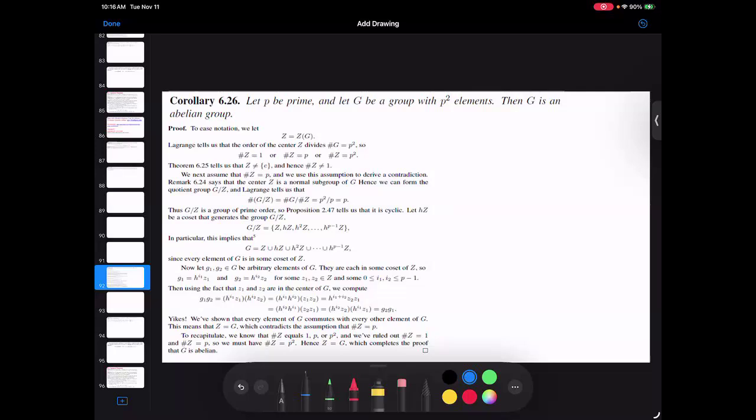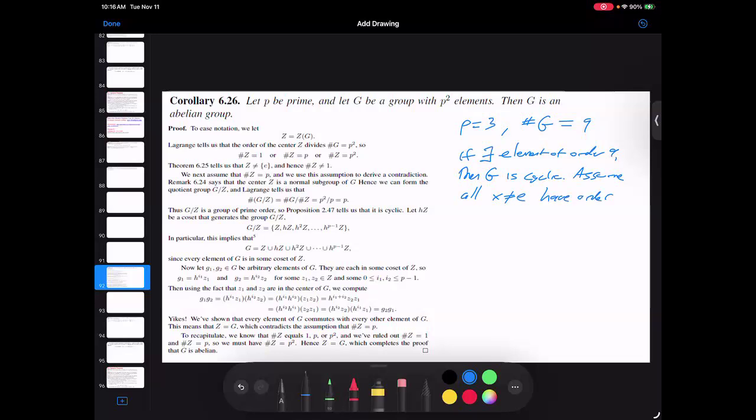That's really nice because you might remember from a while back, we were trying to figure out what the groups of size 9 could be. And so if we take P equals 3, so the cardinality of G is 9, we could try to figure out what it is. So if there exists an element of order 9, then G is cyclic. So assume all X not equal to E have order what? So if an element has order 9, it has to be cyclic and we're done.